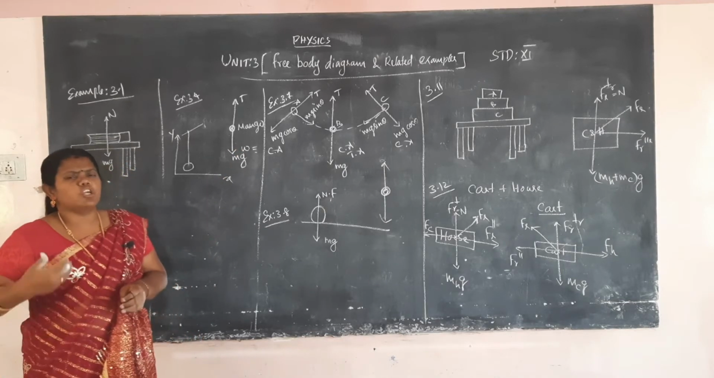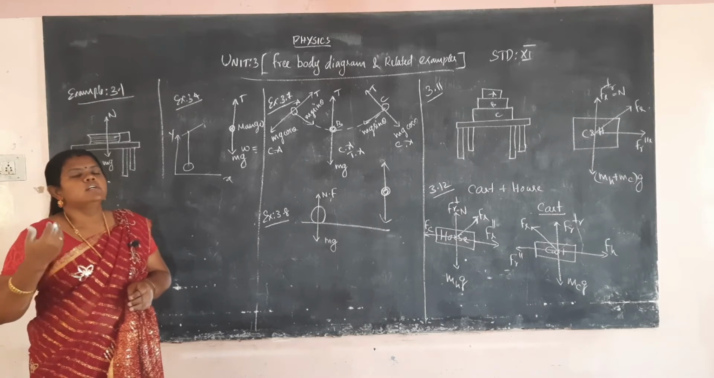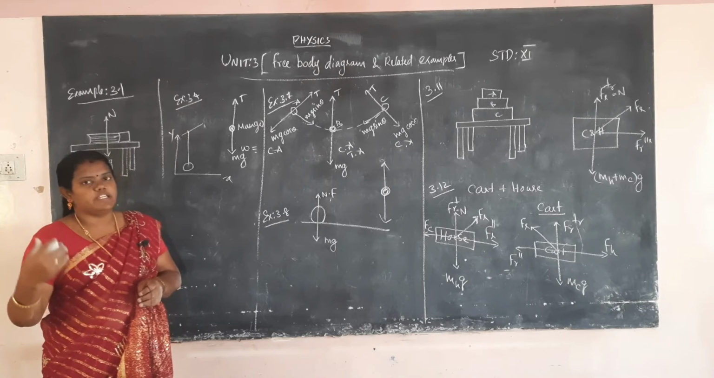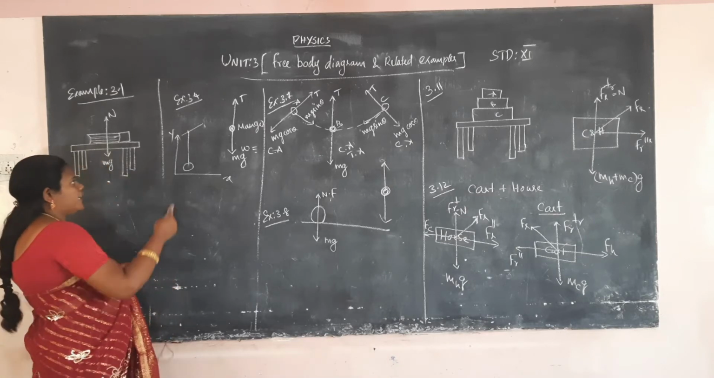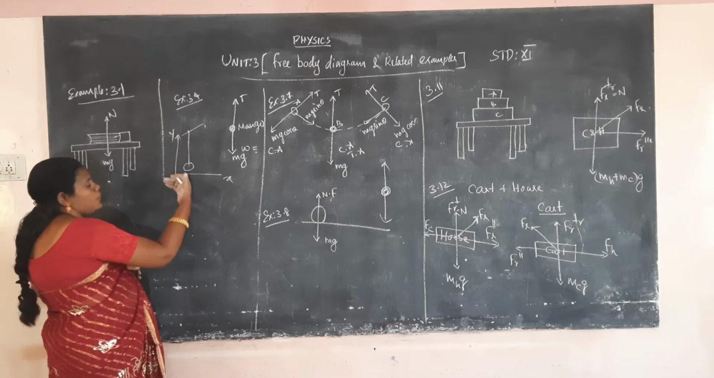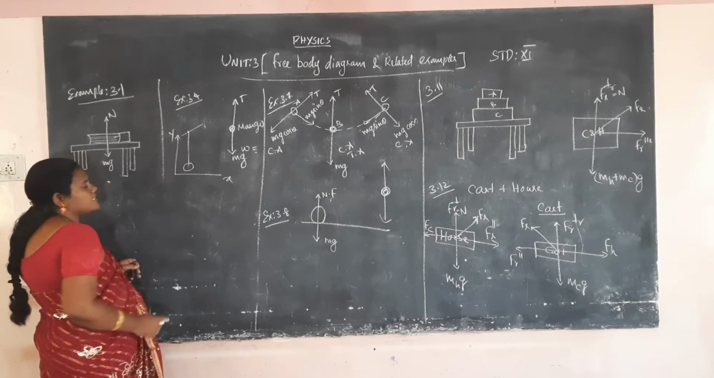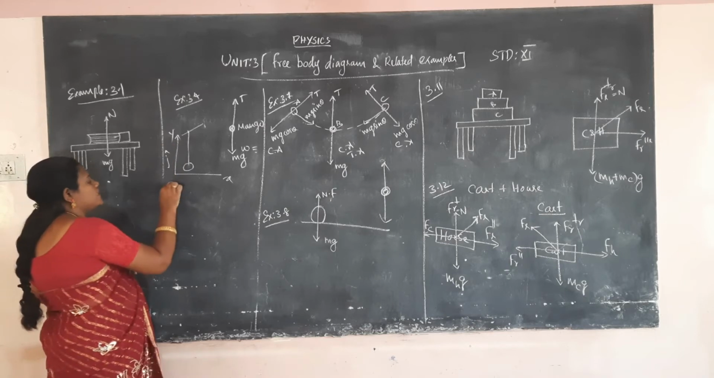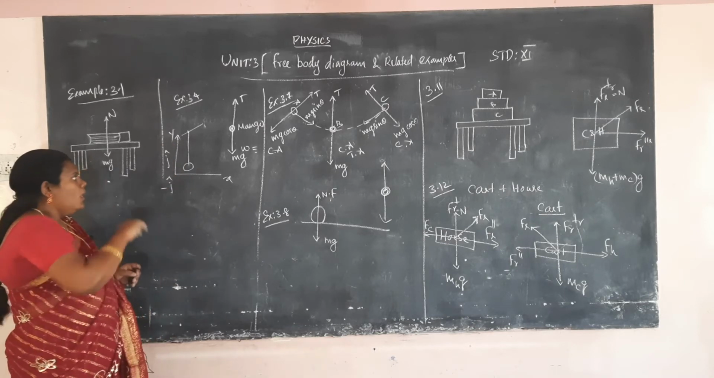We want to calculate the force, which is tension. Tension has to be calculated, and the weight also. The weight is moving downward, so it is opposite to the y axis. The y axis is always represented with j cap, so opposite y axis means minus j cap.